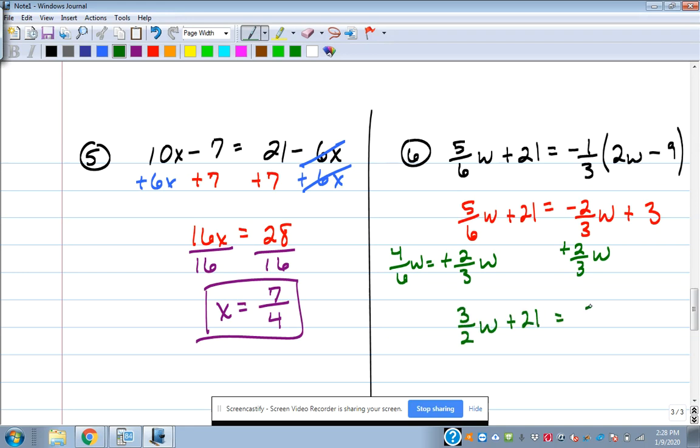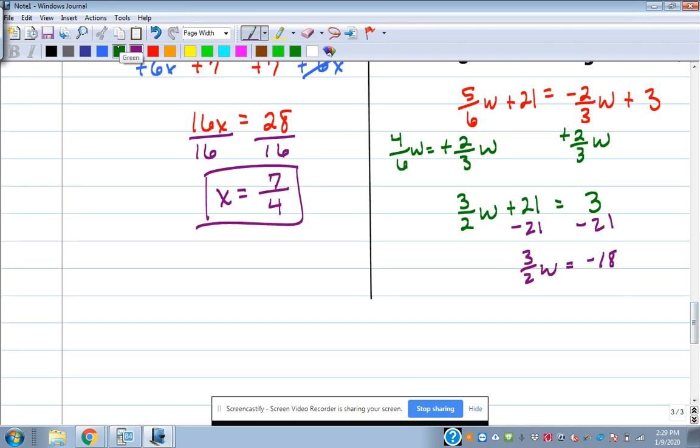And I am writing an extra step in this one just for the heck of it. It really doesn't matter. But with all those fractions going on, I think sometimes it's easier just to do 1 step at a time. Yeah, then we would subtract 21. Good job. 3 over 2w equals negative 18. One last step. Yeah, multiply by that reciprocal, 2/3.